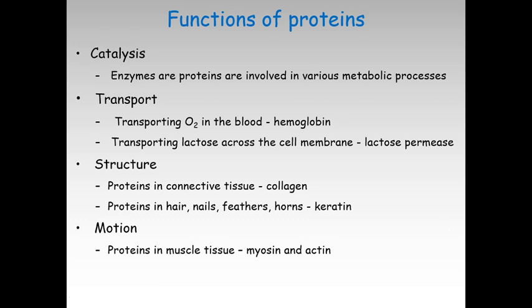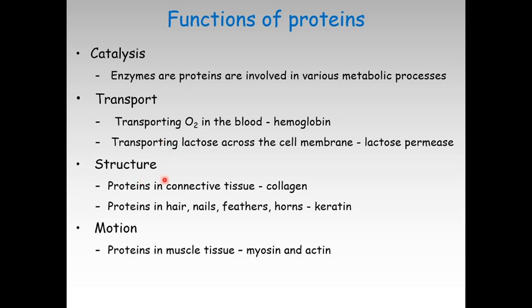Proteins are the most abundant biological macromolecules occurring in all cells and all parts of cells. Some of the functions of proteins are listed here. Catalysis is a crucial function of proteins. Enzymes are proteins that are involved in various metabolic processes. Transporting oxygen in the blood is performed by the protein hemoglobin. Transporting lactose across the cell membrane is performed by the transporter protein lactose permease.